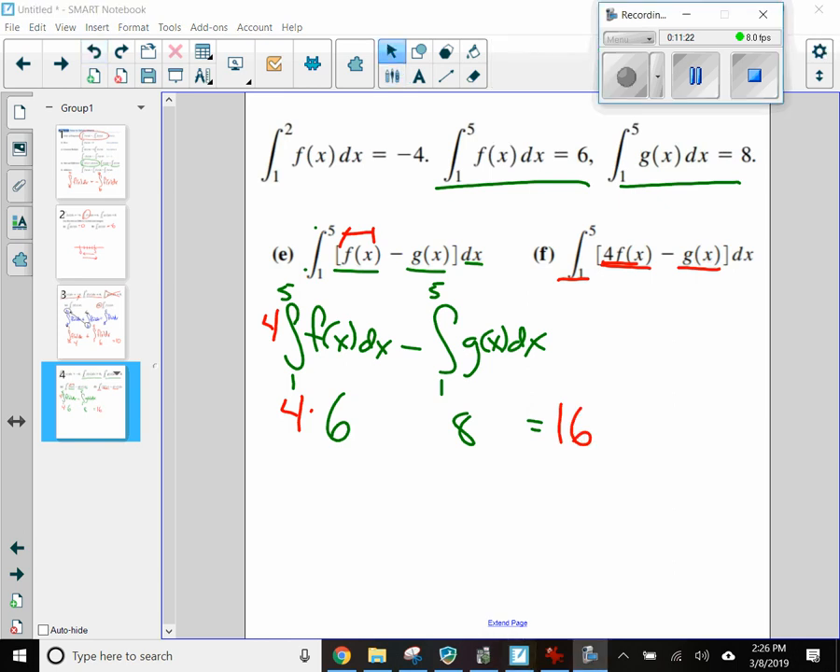Yeah, that's right. So those are how you might use the different rules of integration, just to kind of give yourself some practice getting used to it.